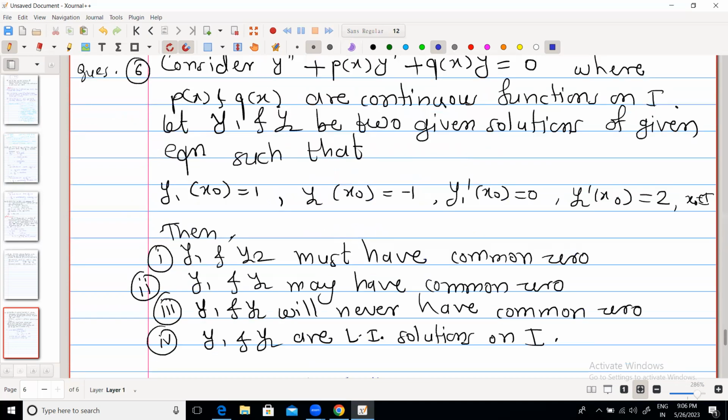Okay. So the first option is wrong. Second is also wrong. Third one is correct. Fourth one is correct. Okay. So let us see one more question.